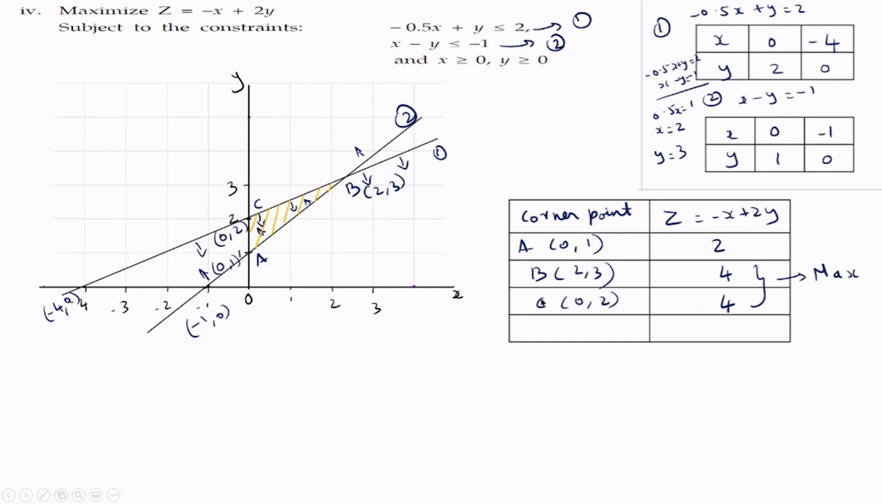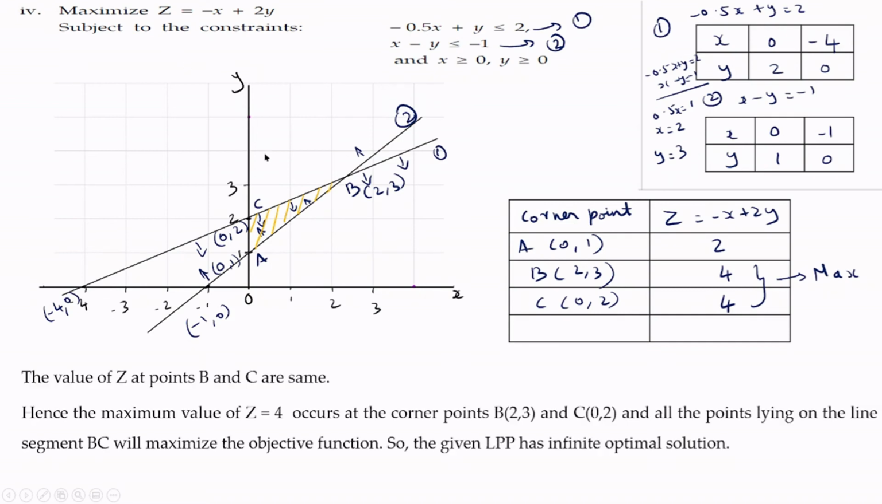So here we can see that the corner point B (2, 3) and the corner point C (0, 2). Both these points optimize the objective function because we get the maximum value of Z for both the points B and C. It means all points lying on this line segment BC will maximize Z. So here we have the result.